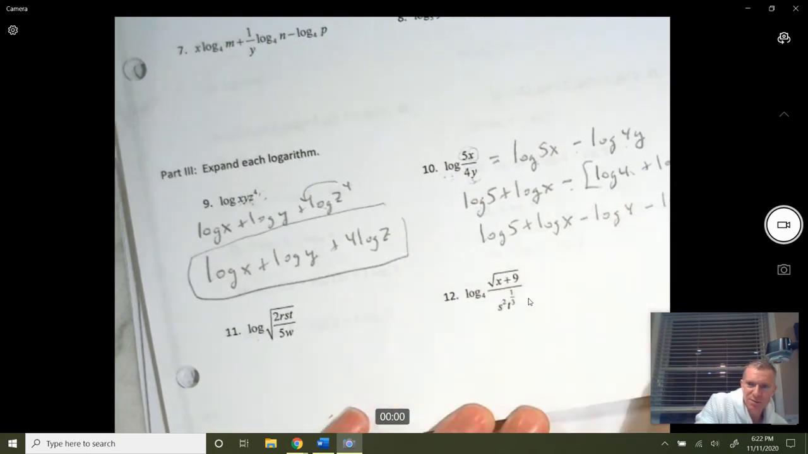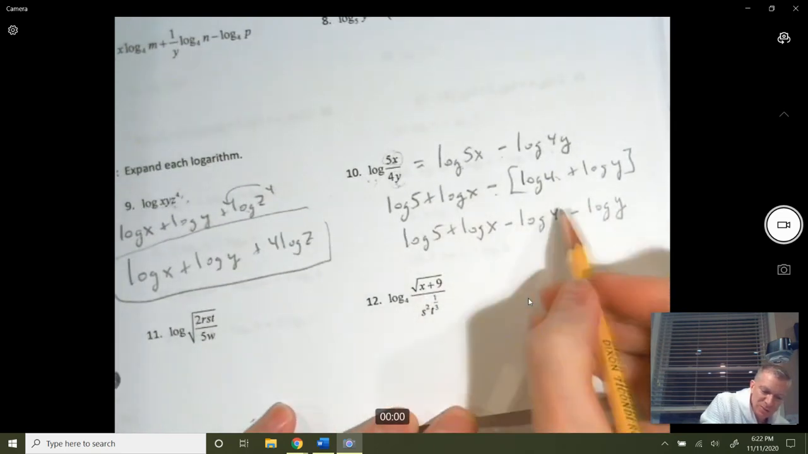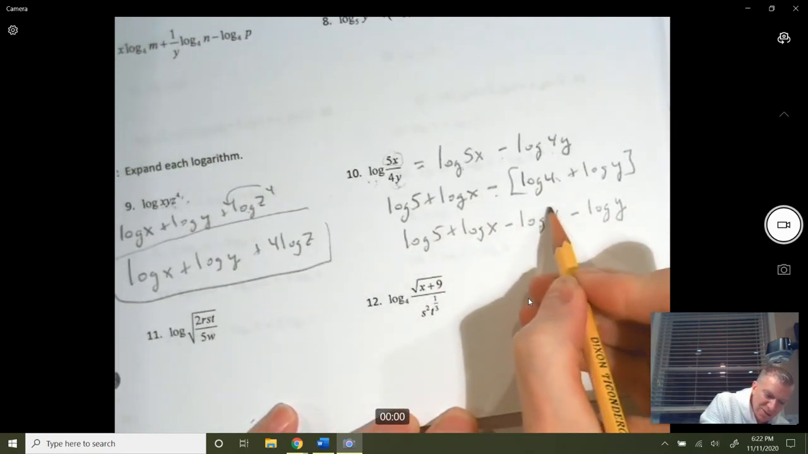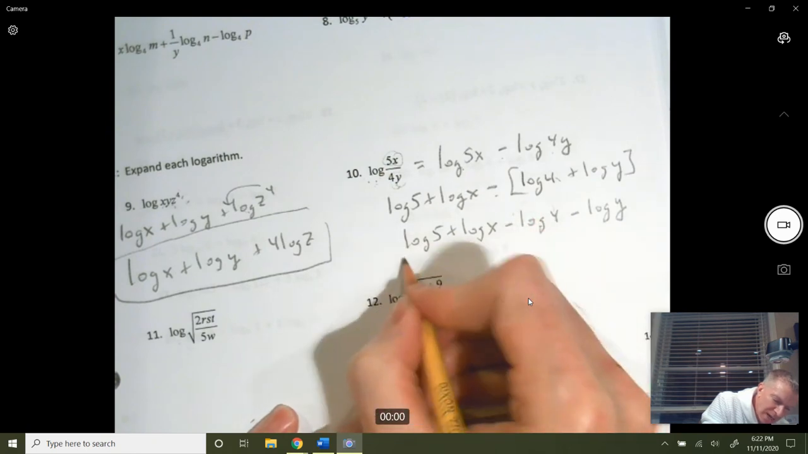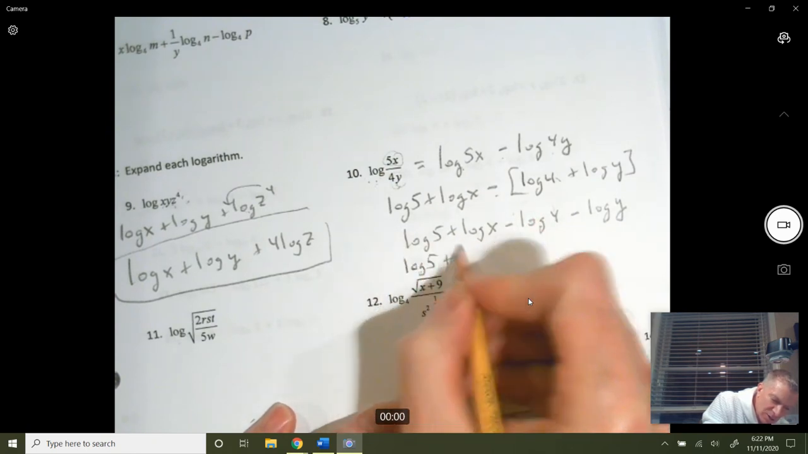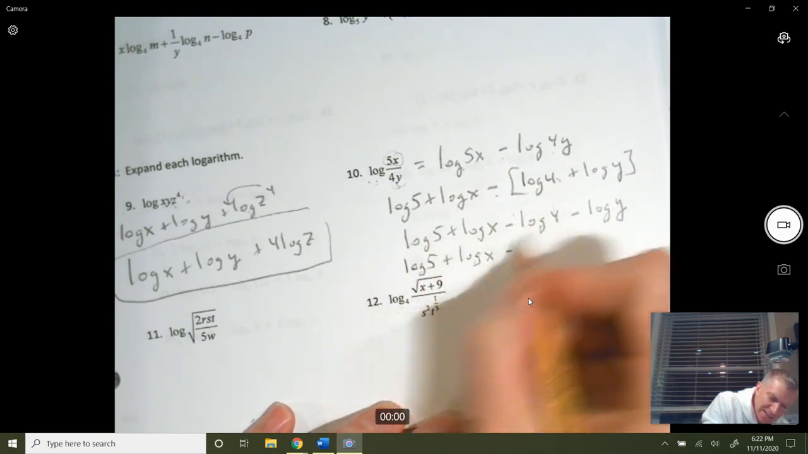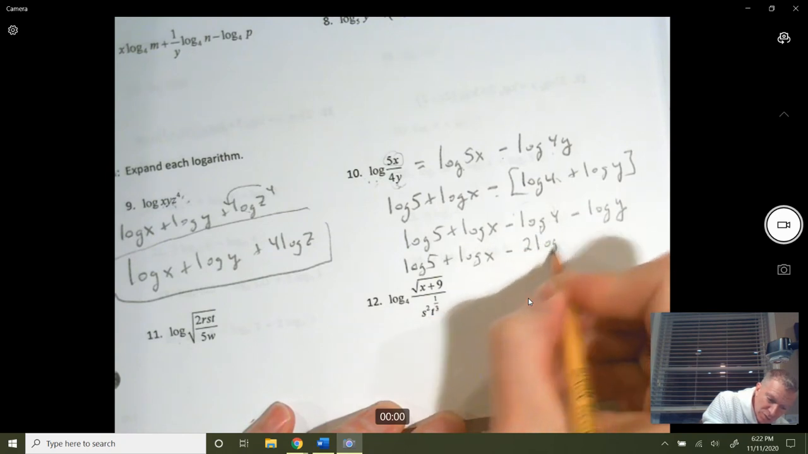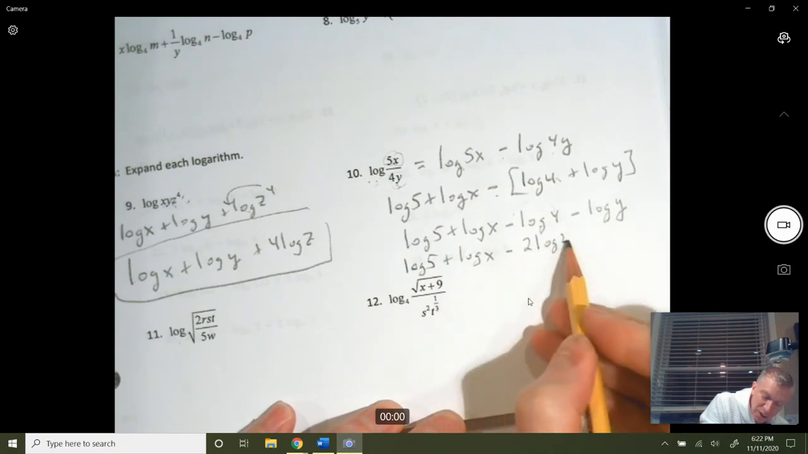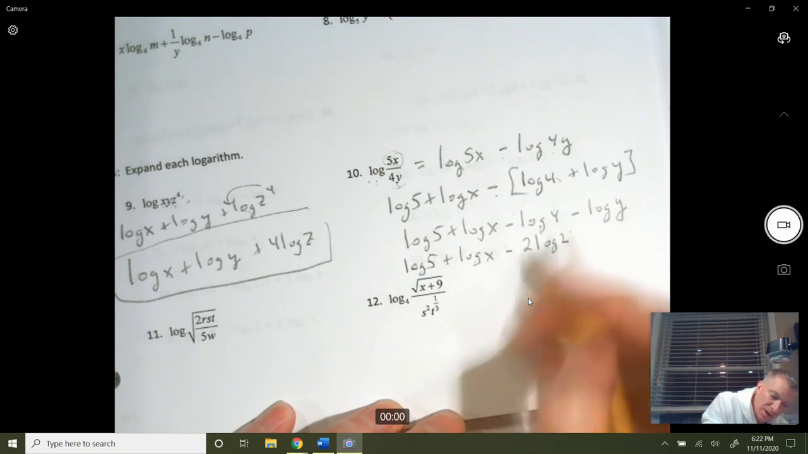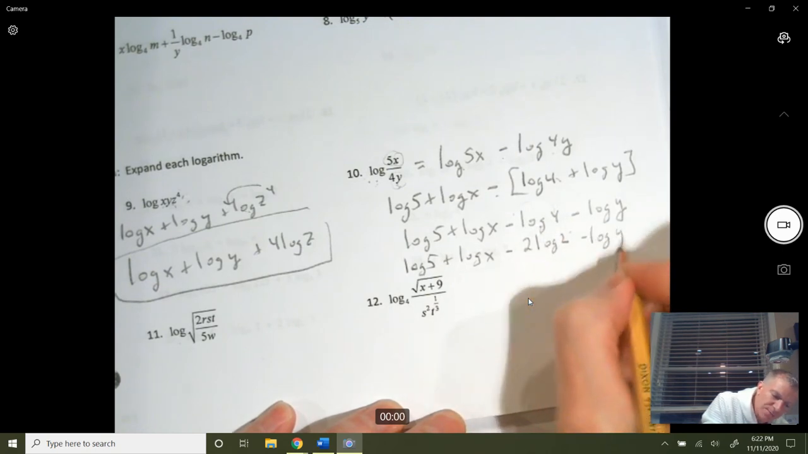And really, if we want to fully expand, oops, you can't see that. This is really the log of 2 squared. So that actually needs one more step. Log of 5 plus log of x minus, and that's going to be 2 log of 2. So that's like the log of 2 squared. The exponent comes out front, minus the log of y.